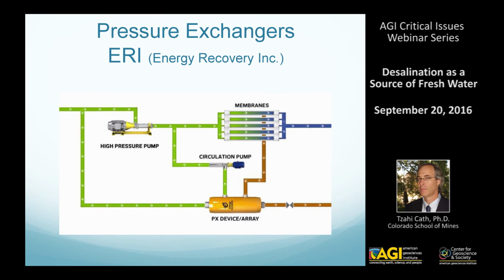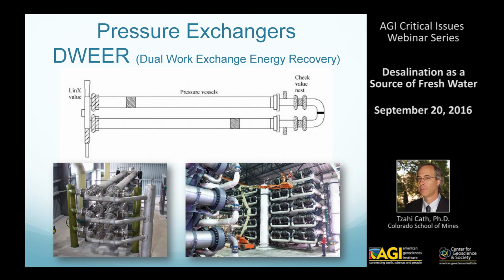There are different ways to do it, and when I say energy recovery, it means taking the high pressure concentrate and instead of just going through a valve, going into a device that will recover the energy and send it into the incoming stream and enable partial recovery and therefore operation with smaller high pressure pumps on the left. So this is an example of one company that makes this pressure exchanger. Another company makes this dual work exchanger energy recovery device.